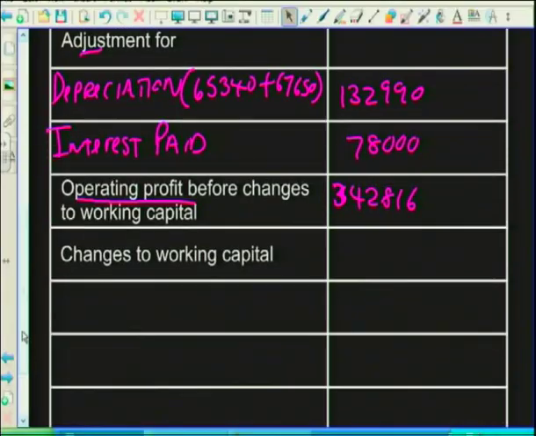Right, now we move on to changes to working capital. When we talk about working capital, remember guys, working capital refers to, you are going to look at your inventories. Then we're going to look at debtors.